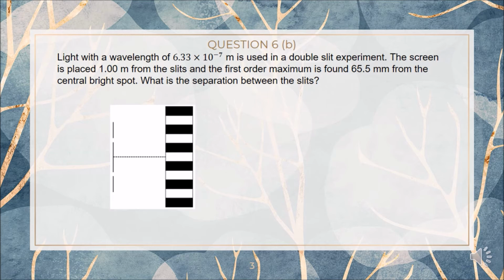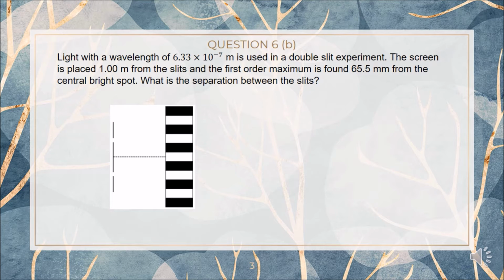For question 6b, light with a wavelength of 6.33 times 10 to the power of negative 7 meter is used in a double slit experiment. The screen is placed 1 meter from the slits and the first order maximum is found 65.5 millimeter from the central bright spot. What is the separation between the slits?